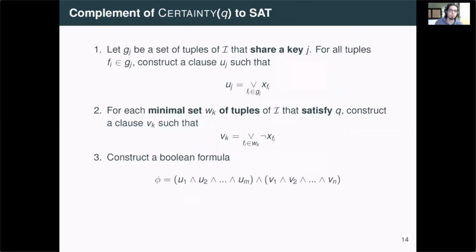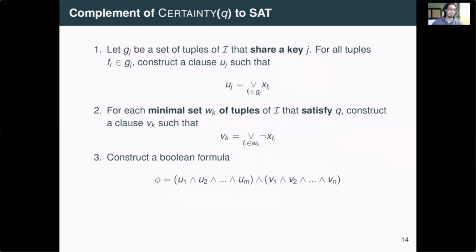So let me talk a bit more about these reductions. Just to give you the flavor of the reductions that I've been talking about, how do we convert CQA into a SAT instance? This is the simplest case, a Boolean conjunctive query and primary key constraints. So what do we do? We look at the database and we look at the sets of tuples that share a key. And then based on that, we form a clause UJ that is simply the disjunction of all of these variables associated to the tuples from that set.